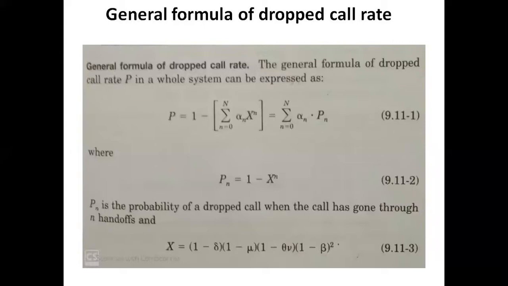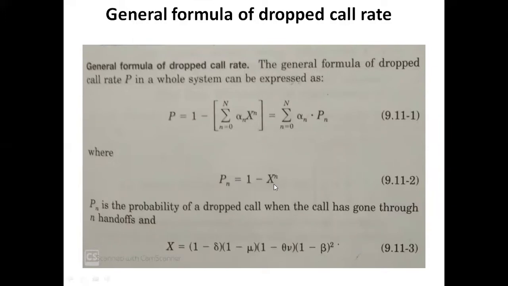What is the general formula? This is the formula in terms of probability. The general formula of dropped call rate is represented as P in the system. P is equal to 1 minus summation n equals capital N of alpha n x power n, which can also be written as summation n equals 0 to capital N of alpha n Pn, where Pn is 1 minus x power n, and Pn is the probability of dropped call rate when n number of handoffs.